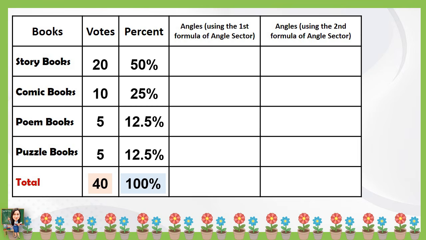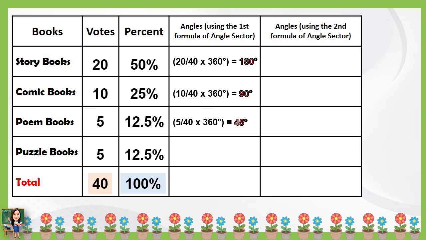Now, we will get the angles using the first formula of angle sector. So that is 20 divided by the total number of votes times 360 degrees equals 180 degrees. Next, for comic books, 10 votes divided by the total number of votes 40 times 360 degrees equals 90 degrees.